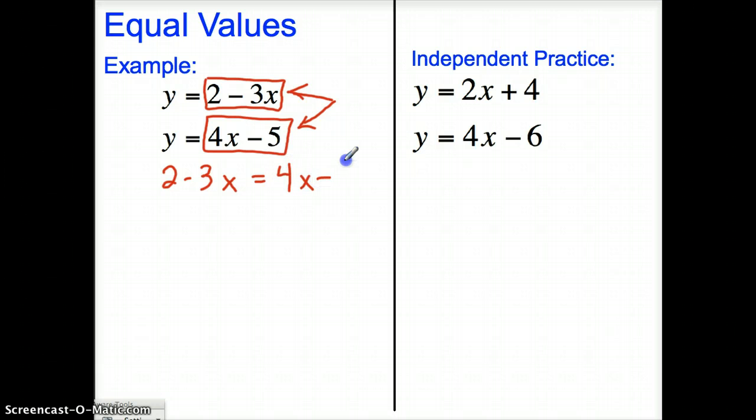When are these two rules equal? That's why we call it equal values. We want to know when those two rules are equal. And now we just solve using our equation skills. So I'm going to add 3x to both sides.